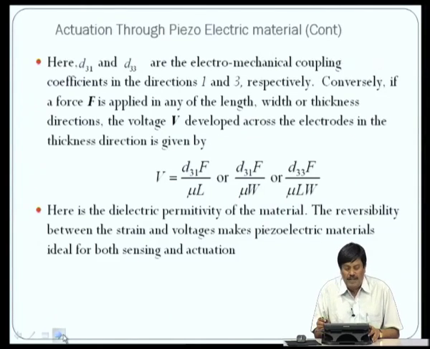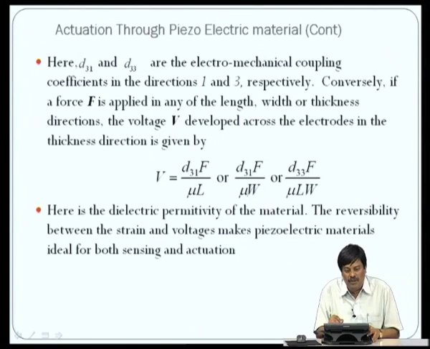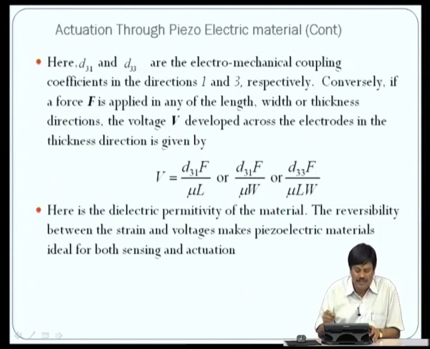Conversely, if the force F is applied along any of the length, width or thickness direction, the voltage V that is generated will be D31 F by mu L, coming from the second constitutive law, where mu is the permittivity of the medium. So, in the x direction it is D31 F by mu L, D31 F by mu W in the W direction, and D33 F by mu L W in the thickness direction. The reversibility between the strain and voltage makes the piezoelectric material ideal for both sensing and actuation. We will see how we can do this as we go along in this lecture.